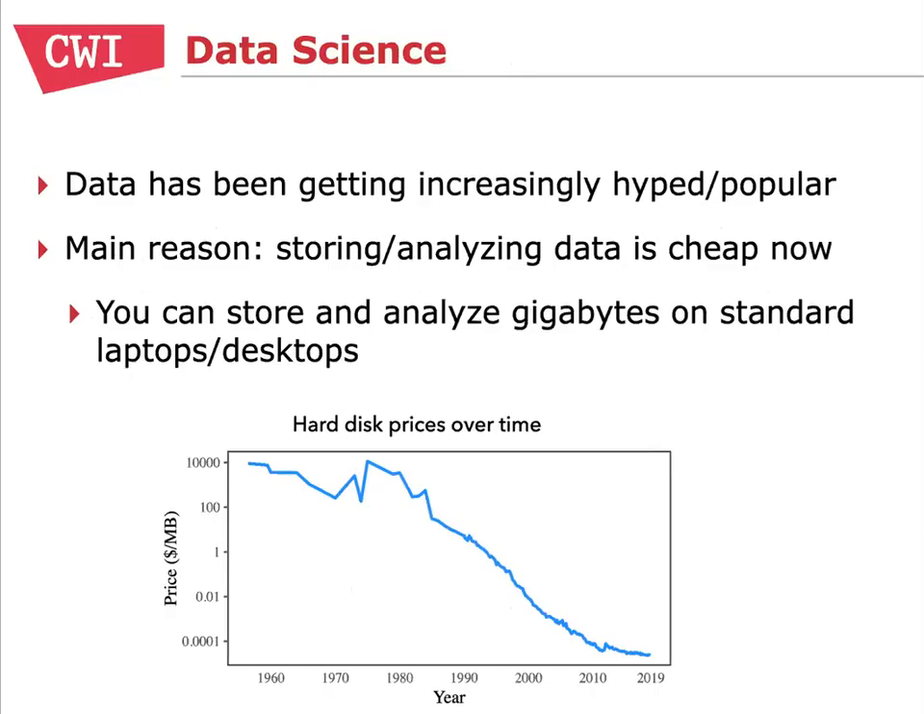So, well, data has been important for a very long time. Of course, data is kind of central to most applications, to most computer programs. But the past 10 years, it's been getting increasingly hyped or popular. Of course, you first had this whole big data thing like 10 years ago. Now you have machine learning, which is also basically completely centered around data. And the main reason for that increase in popularity is that storing and analyzing data is incredibly cheap now.